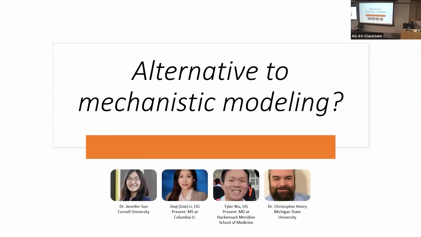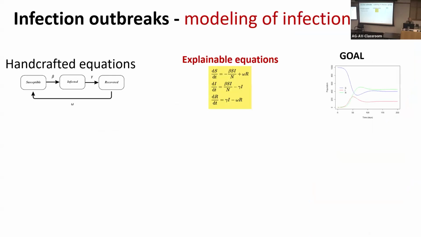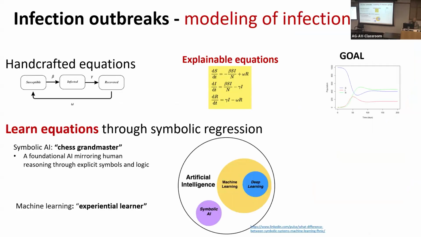I was really fortunate to be able to work with really amazing people, including Jennifer Sand here at Cornell, and two previously undergraduate students, now following their own careers. They introduced me to something called symbolic regression. It's an AI method where, rather than handcrafting equations from the bottom up, like we have been doing for years, you have AI discover the model for you. Symbolic regression is part of a foundational AI that mirrors human reasoning through symbols and logic.